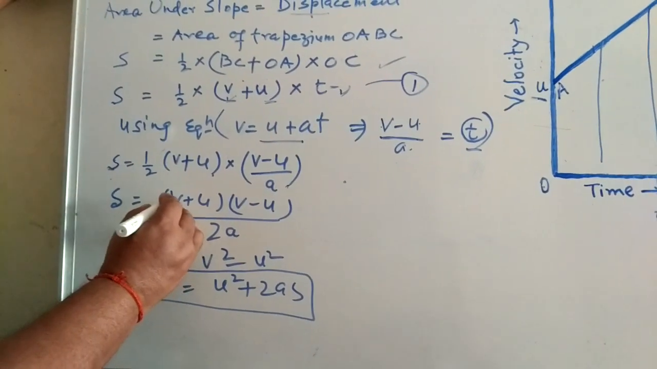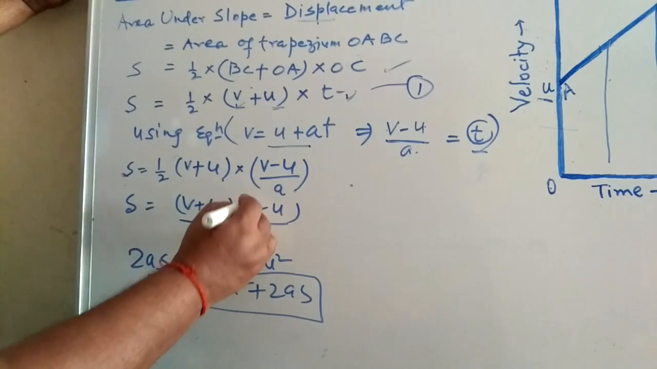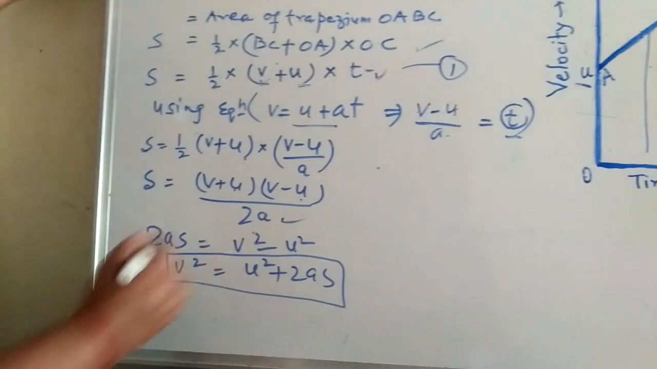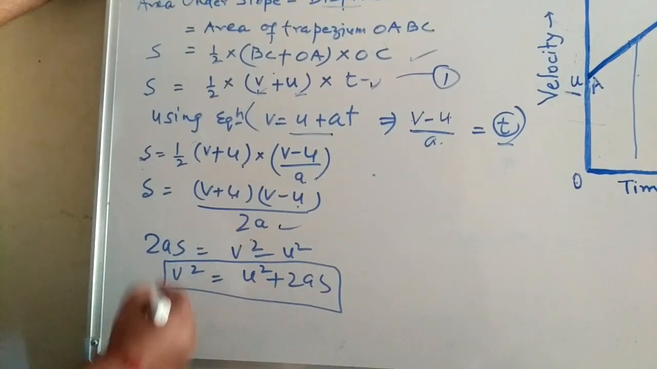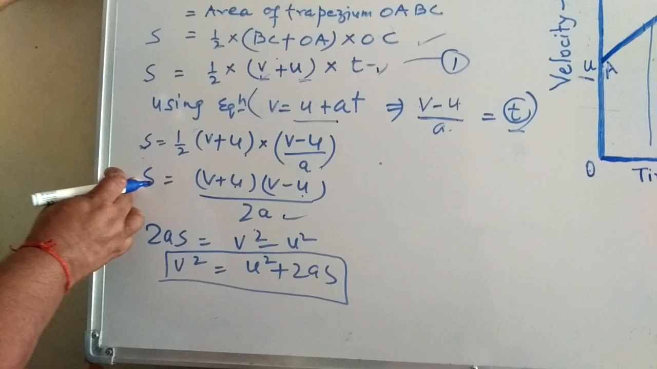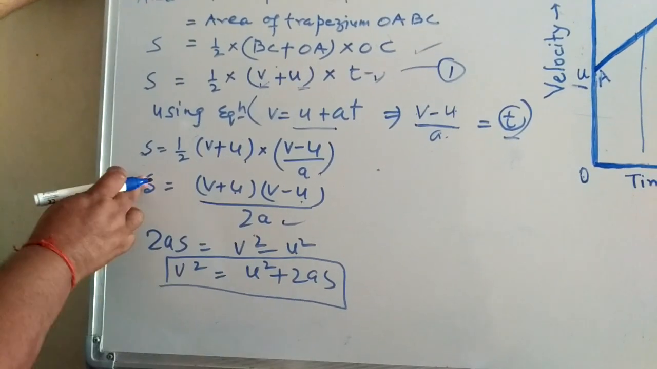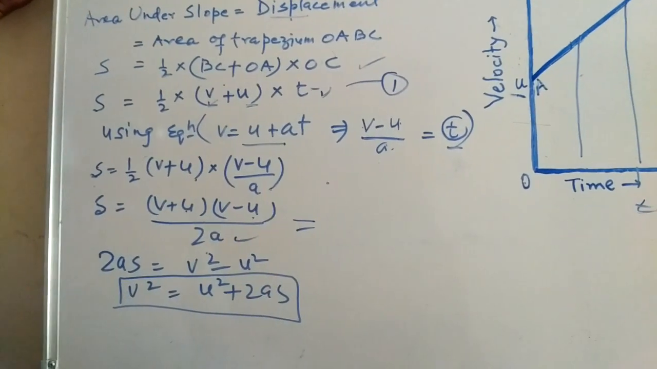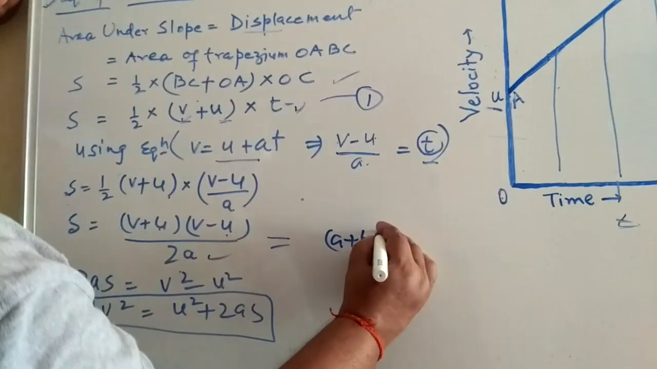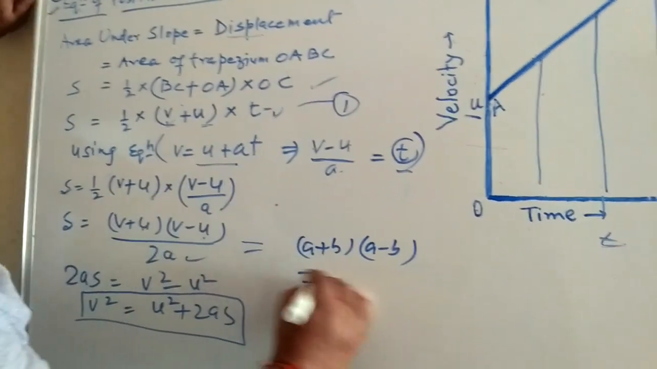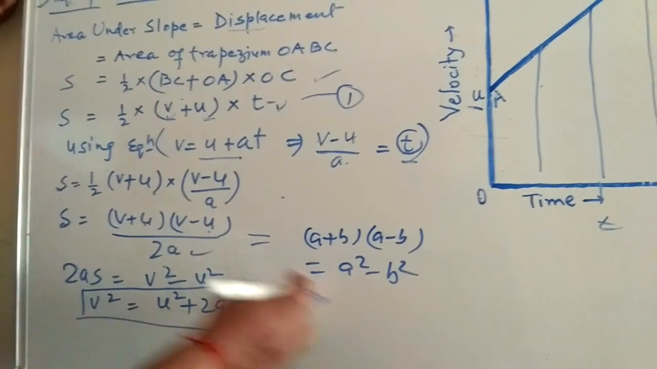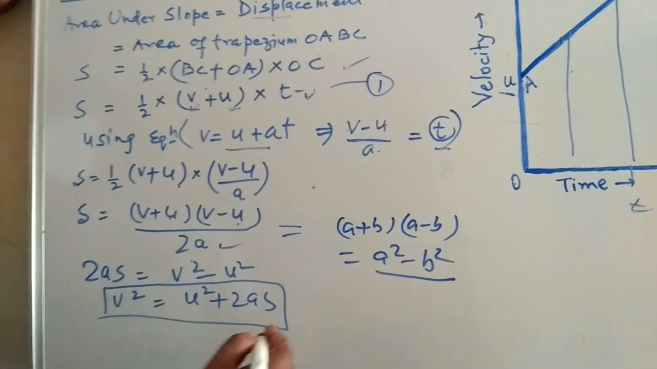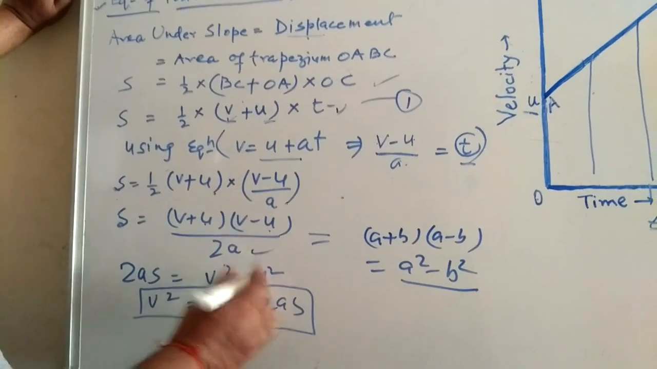So we have (V plus U) and (V minus U) over 2A. Next we simplify by cross multiplication: 2A into S, so 2AS. Here we use the identity (a plus b)(a minus b) is equal to a square minus b square. So here we get V square minus U square.